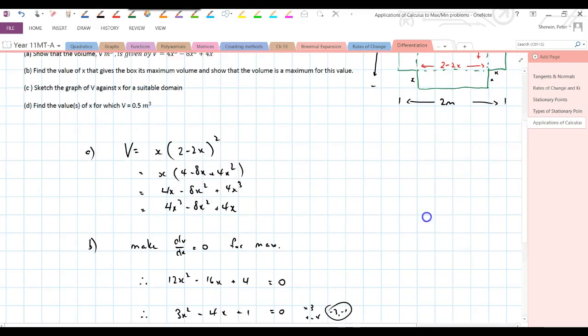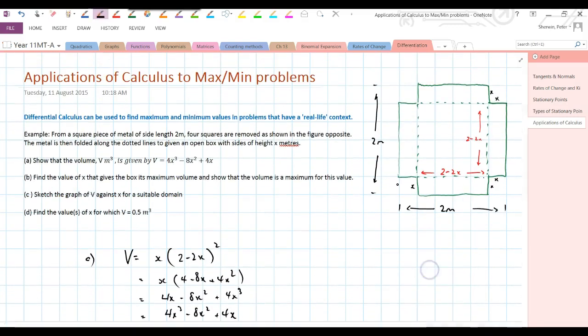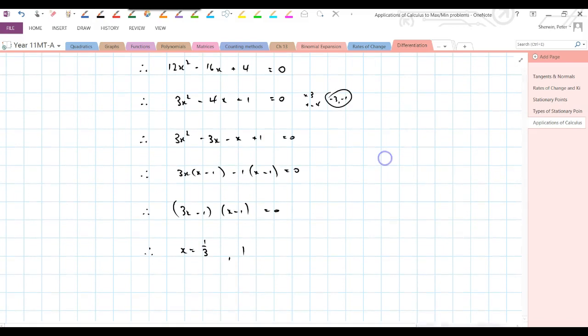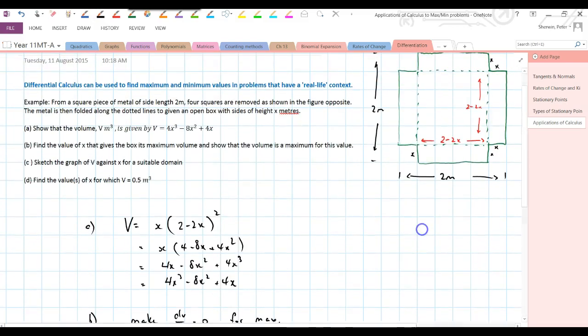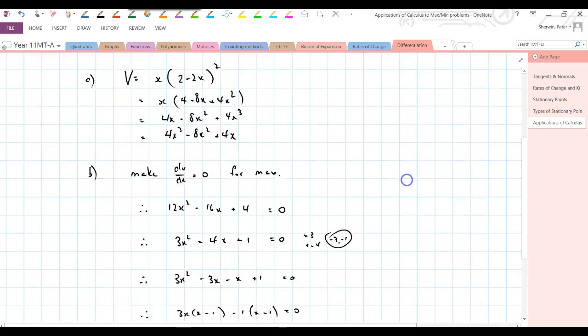Okay, so let's think about how that works. If x is equal to 1, what would happen here? We take a meter out here and a meter out here, we'd have nothing left. So we can disregard 1, that's nonsense. That's not going to work. But x equals 1/3, that would work. That would make this equal to 2 minus 2/3, which is 4/3. So make it 4/3 width there.